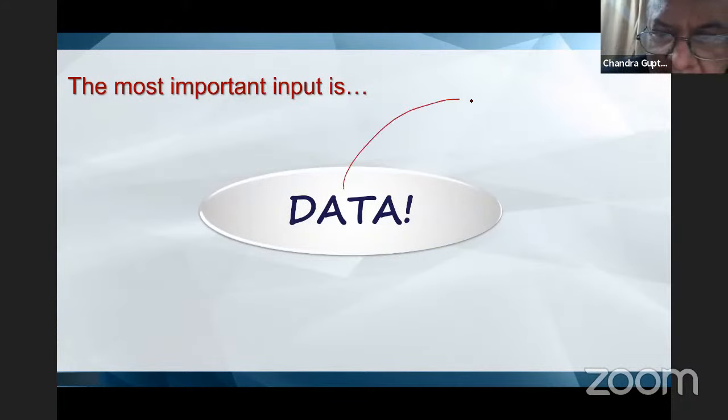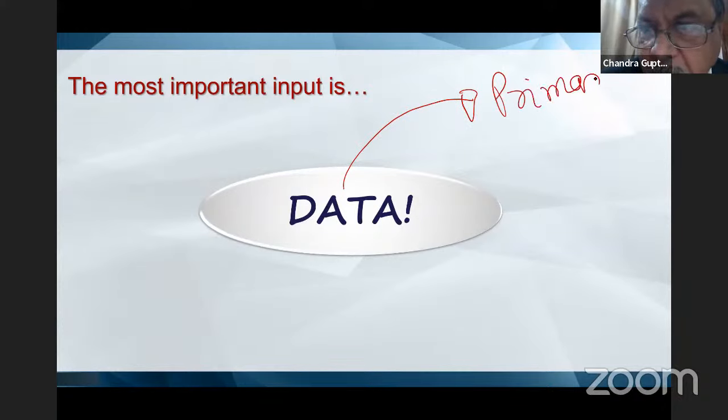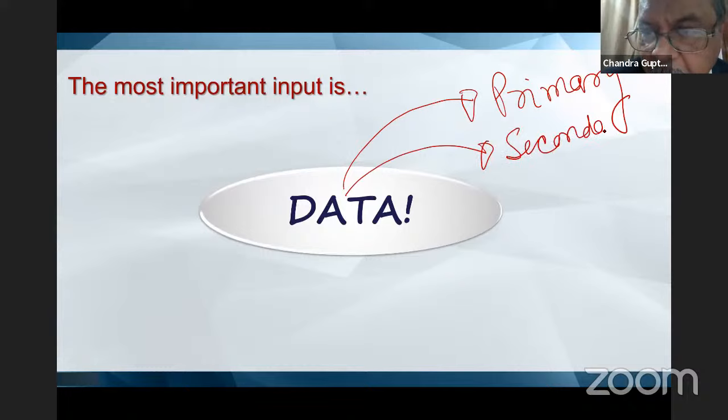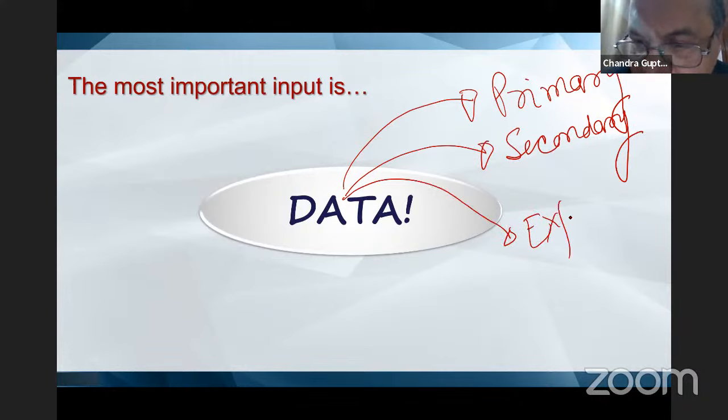And how do we get the data? Data you can collect through a questionnaire, which you call primary. Data can be collected through secondary sources. Data can be collected through experiments.